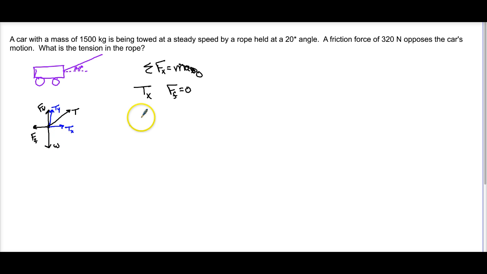Now our force of friction is going to the left. We're going to call that negative, and our tension is going to the right, so we're going to leave that as positive. Now T sub x, if we draw a right triangle right here just to add it up, we see that it's the adjacent side. So that tells me that I want to use cosine for this, so we call it T cosine of 20 minus that 320 newton friction force is going to be equal to 0. So then T cosine of 20 equals 320.